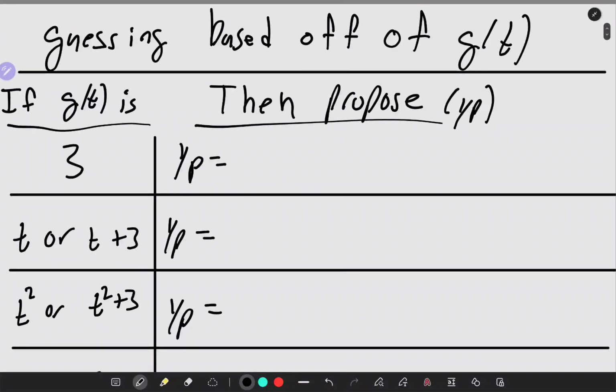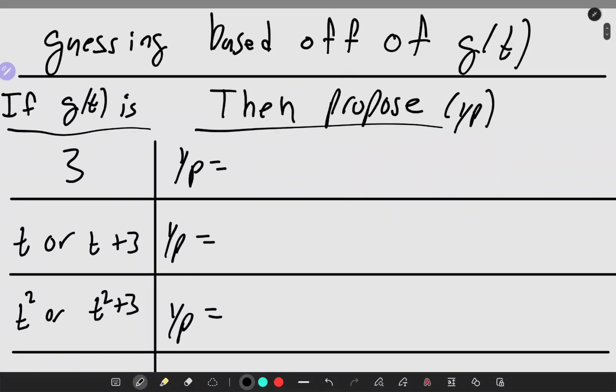So, based on what our g of t is, we're going to have to make different guesses. If we have a numerical value in our g of t somewhere, then we would propose our y sub p would be some coefficient, and we'll just call it a.